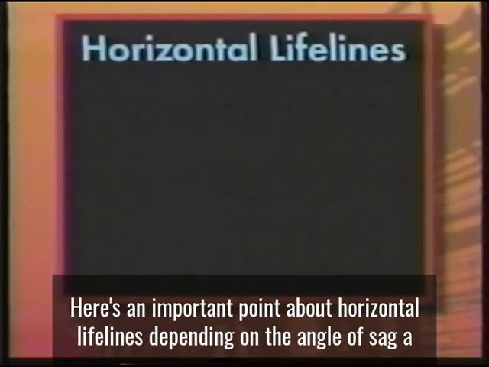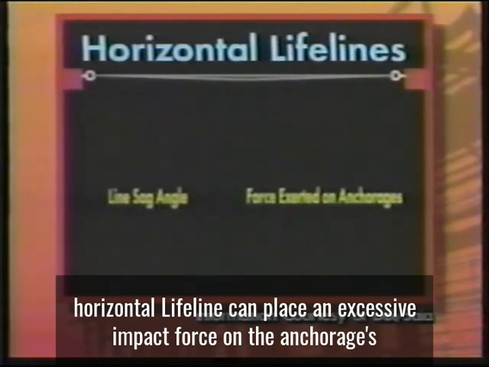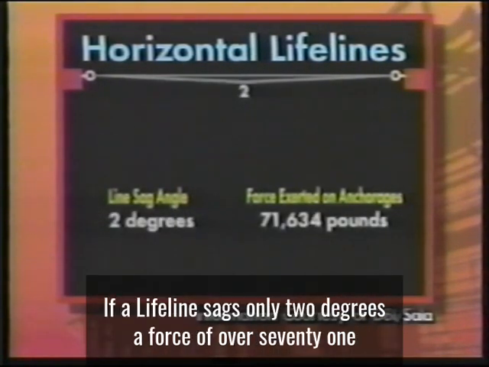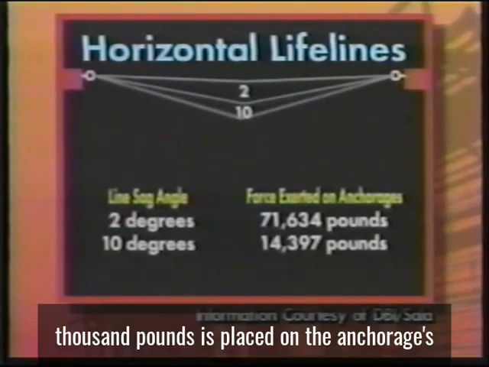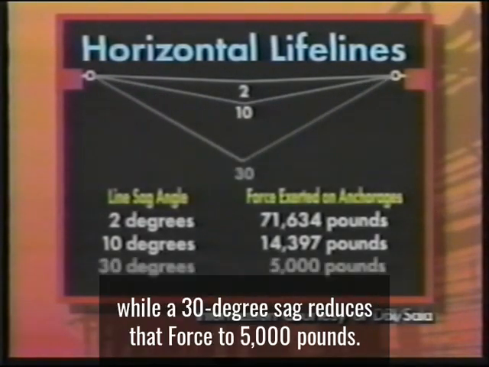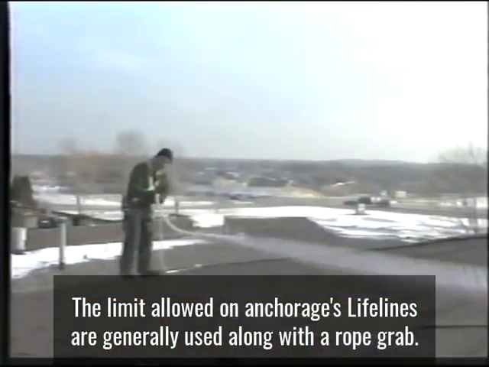Here's an important point about horizontal lifelines. Depending on the angle of sag, a horizontal lifeline can place an excessive impact force on the anchorages. For instance, if a lifeline sags only 2 degrees, a force of over 71,000 pounds is placed on the anchorages, while a 30-degree sag reduces that force to 5,000 pounds, the limit allowed on anchorages.